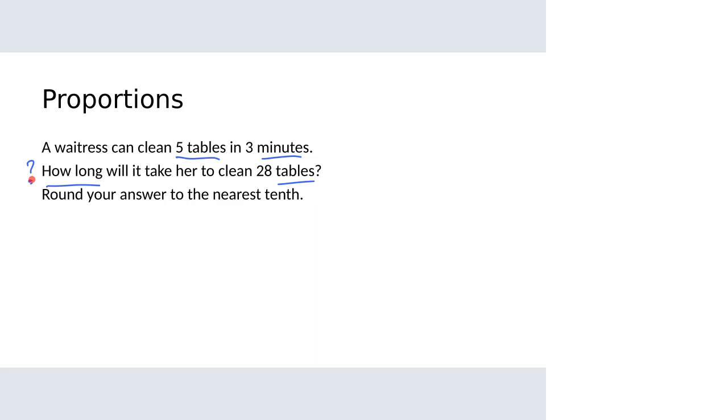And here, only because it's the way that they were given to me in the problem, I'm going to go ahead and put tables over minutes. So 5 tables in 3 minutes. And it says how long. So it's the minutes that I don't know and 28 tables that I do. And so when you set up your proportion, just be careful to make sure that there is a logic to it. 5 tables in 3 minutes, 28 tables in how many minutes? So I have my tables on top and my minutes on the bottom.